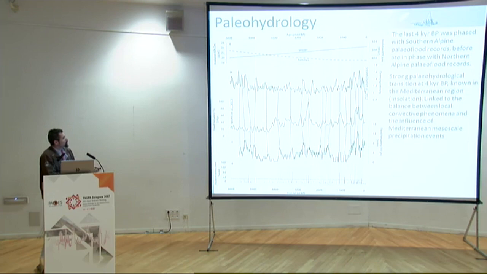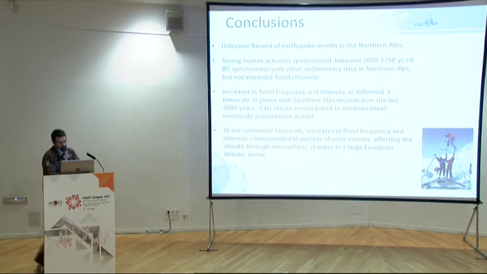So at the millennial scale, we have a strong relationship with this Southern Alps reconstruction. And at higher frequency, we found that those small wiggles are maybe related to changes in solar insolation. So to conclude, we have here a nice record of earthquakes in the Northern Alps.